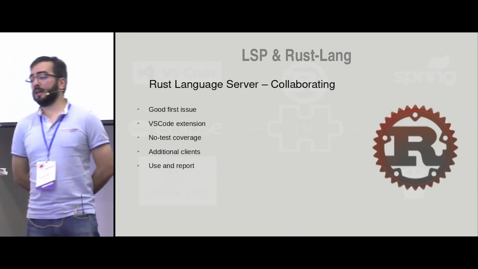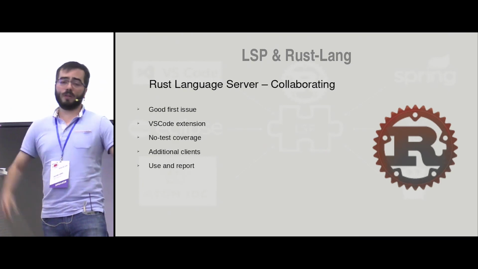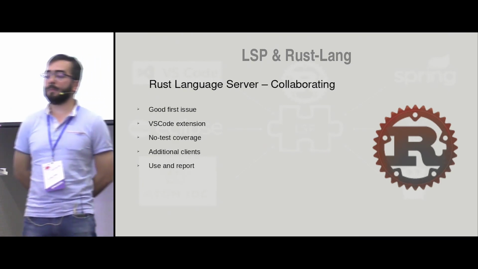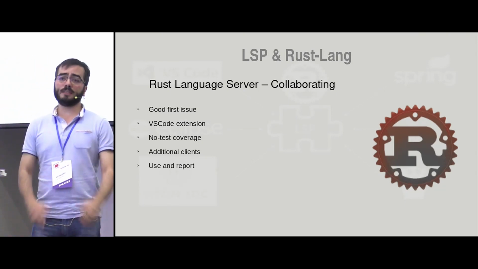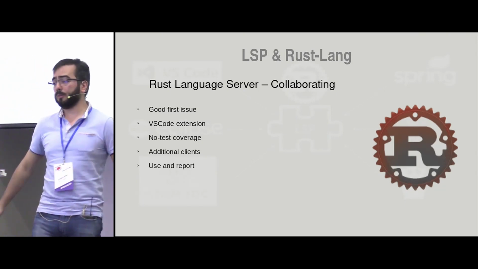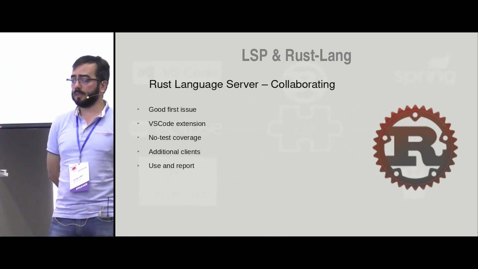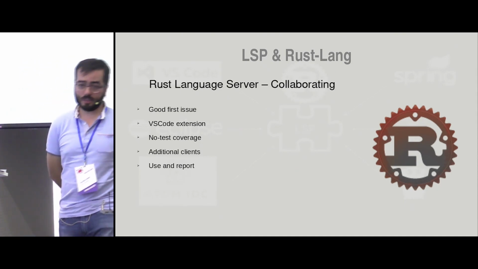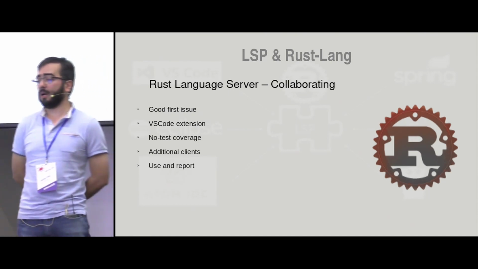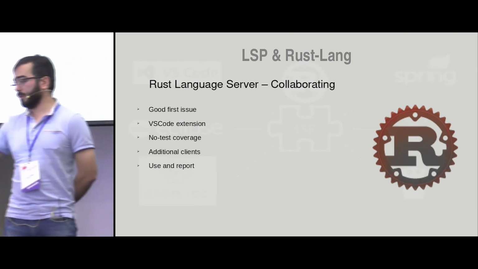And the problem about the Rust language server is that we don't have huge test coverage. So if somebody wants to contribute with that and implement some test coverage, it will be awesome as well. And of course, we can bring additional clients. For every client, we need to have an implementation that will communicate with the language server. So in this case, if you have a particular editor that's not currently covered, you can just implement additional clients and it will be very helpful. And if you just use it and report issues you find, you will also be helping. So these are the key ways to collaborate in a helpful way with the community.